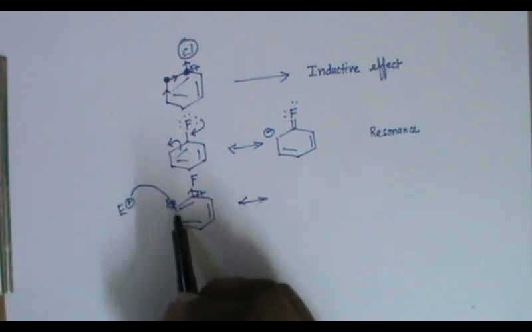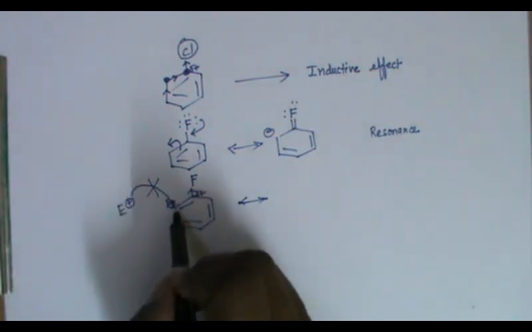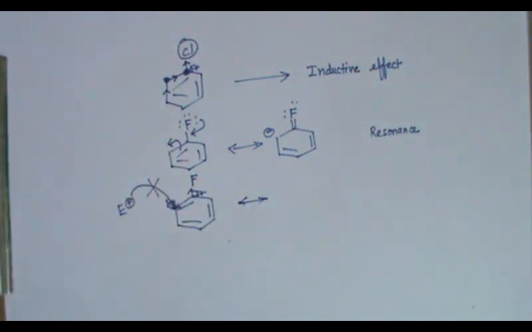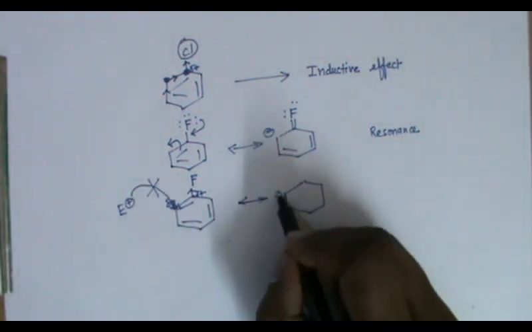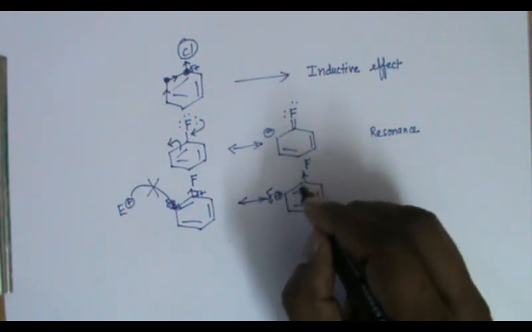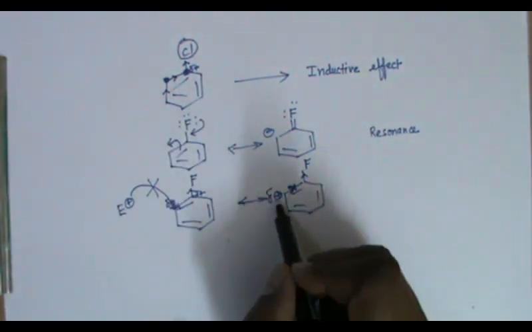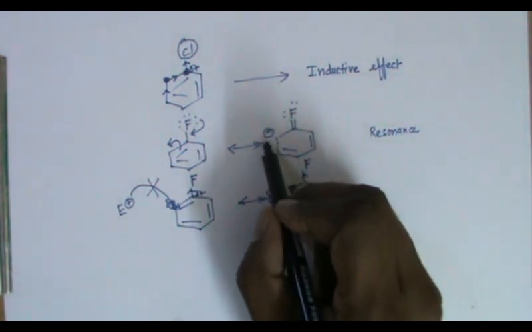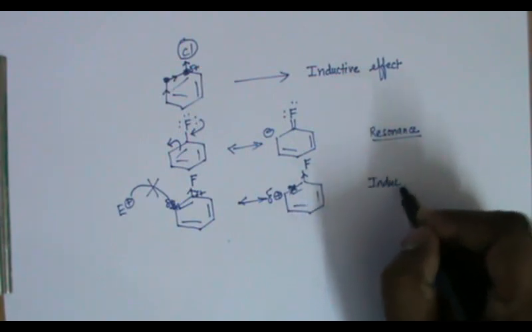Since we have del plus here and the electrophile has positive charge, they cannot react. So when you attach fluorine, if there is inductive effect, this ortho position cannot be added to the electrophile. The earlier case, sorry, it is del plus, like this, sorry, the arrow is wrong. So there is del plus on the ortho position and minus on the ortho position because of resonance and because of inductive effect.